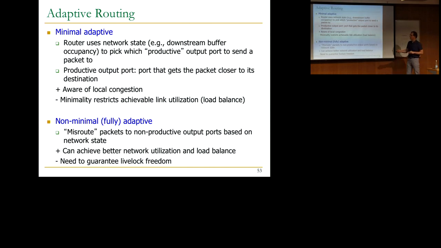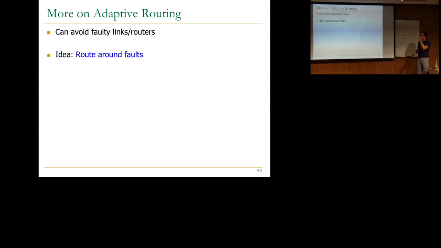So non-minimal algorithms are actually usually good. They sometimes turn the deadlock problem into livelock problems. And regardless, you need to solve both problems. OK, so more on adaptive routing. This is actually interesting, because adaptive routing is a more general thing. You can avoid faulty links and routers. You can route around faults.